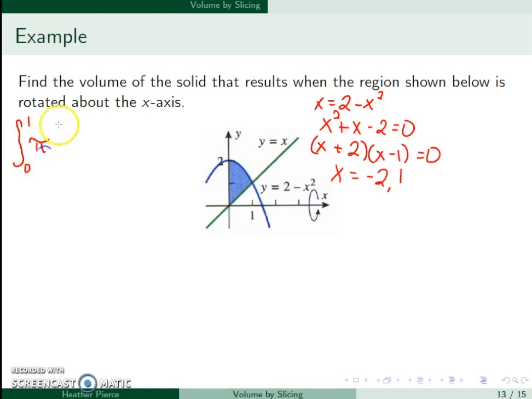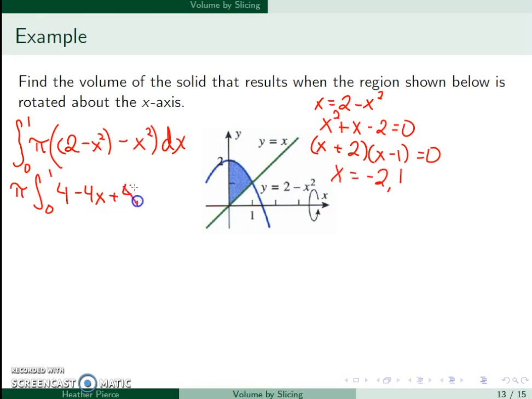Pi times my top function, which will be 2 minus x squared, squared, minus the bottom function squared, so minus x squared. We can pull the pi to the front of the integral, and this gives us 4 minus 4x plus x squared minus x squared dx. So pi times the integral from 0 to 1 of 4 minus 4x dx.